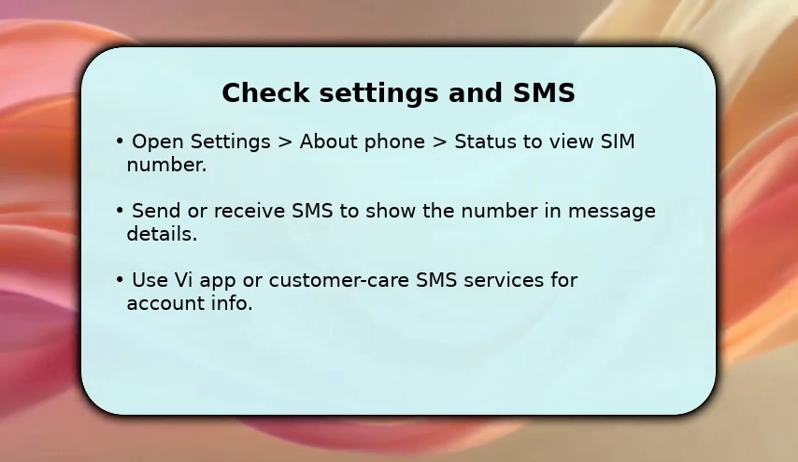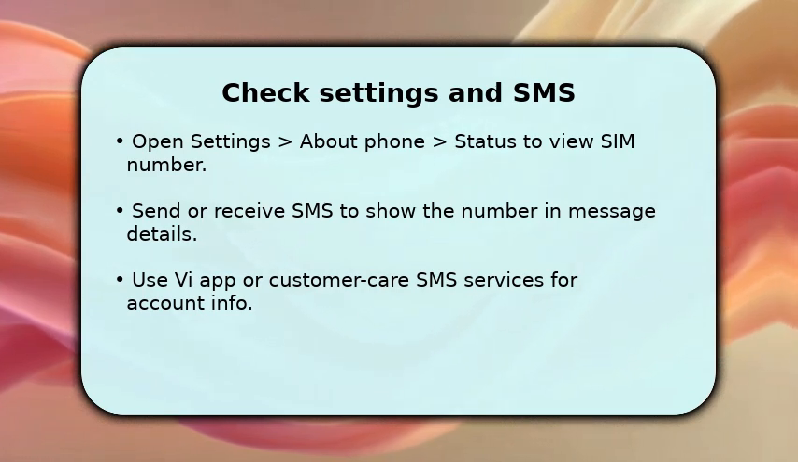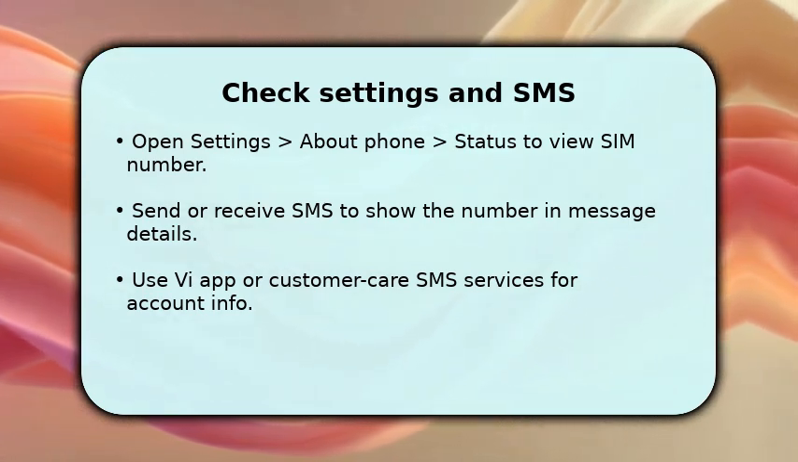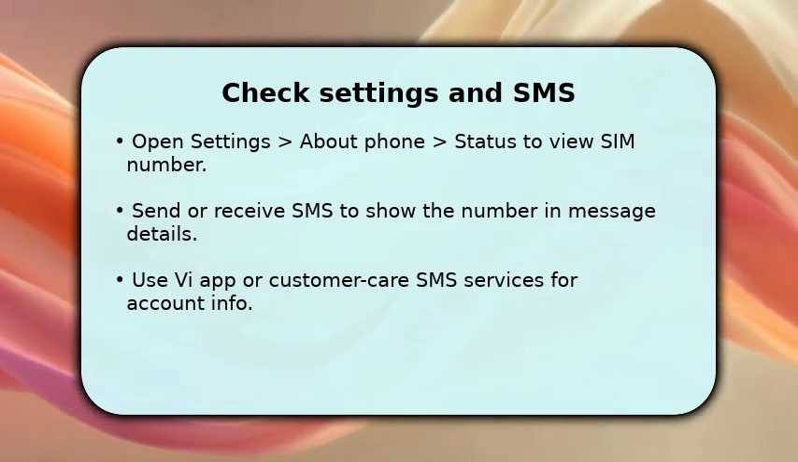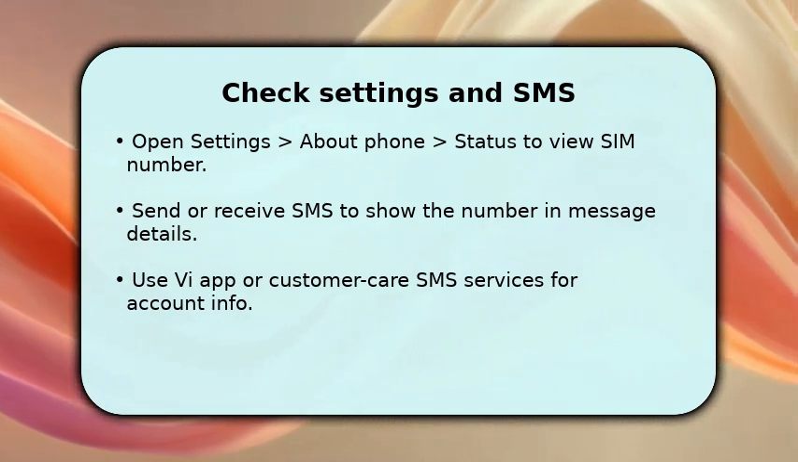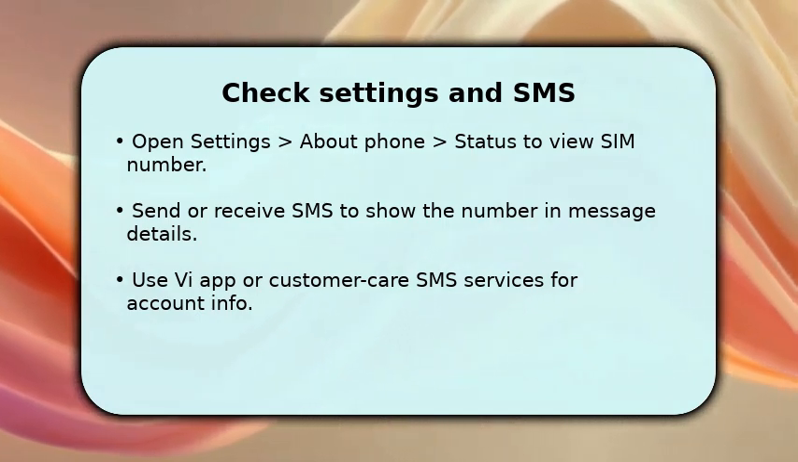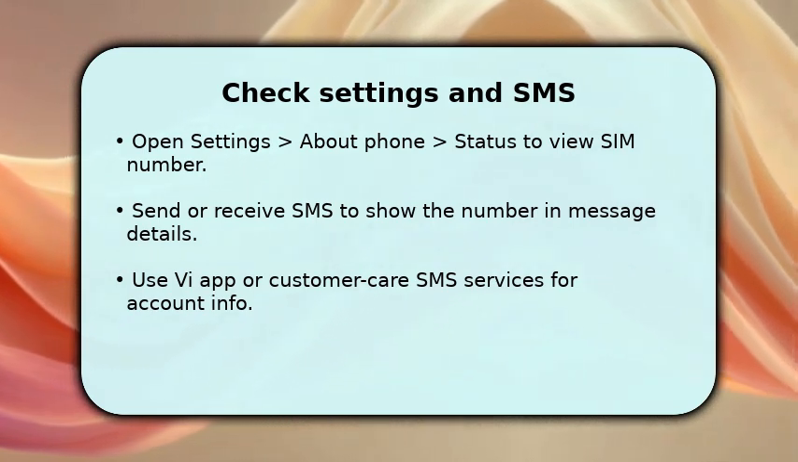Go to Settings, About Phone, then SIM Status or Phone Identity to view the MSISDN. This displays your VI number if stored. Once done, send an SMS to a friend or another device, then view the sent message details to confirm the number. Alternatively, open the My VI app or dial 199 for automated SMS account info.